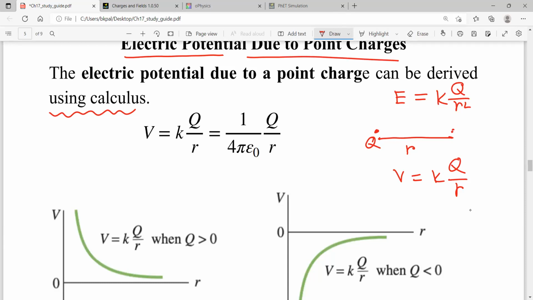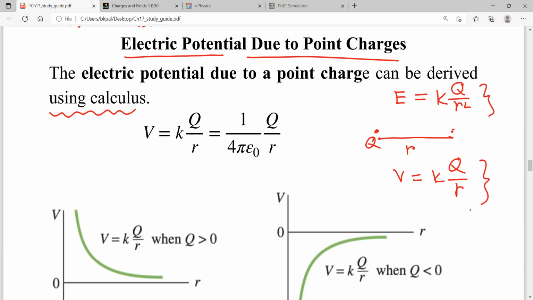So remember that, don't confuse this with this. For electric field it was r square. For potential it is r. And because k equals 1 over 4 pi epsilon naught, you may also see this equation somewhere. So remember that it is different. It's very similar to the electric field, but for electric field, in the denominator we have r square.